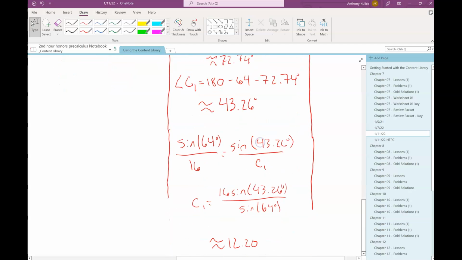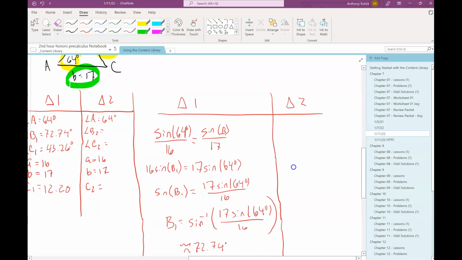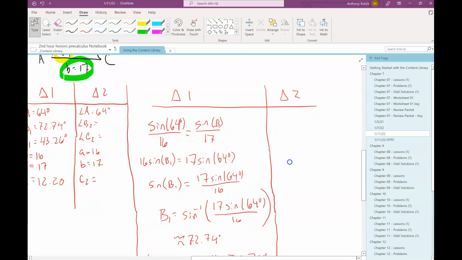Back down there, some people are probably still writing. Okay, so we still have to do the stuff for triangle 2. Now, triangle 2 is nice in that it's a little bit less work than triangle 1. In triangle 1, we had to use the law of sines twice. In triangle 2, we only need to use the law of sines once. So that's nice. So the first thing I'm going to do is solve for one of the two angles.